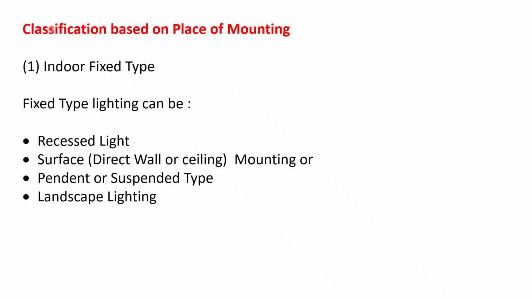Friends, now we are discussing classification based on place of mounting. One, indoor fixed type. Fixed type lighting can be recessed light or surface mounted, direct wall or ceiling mounted, pendant or chain suspended type, landscape lighting.